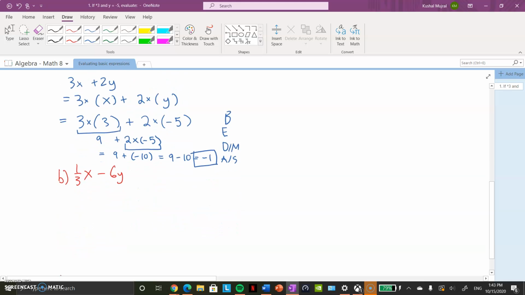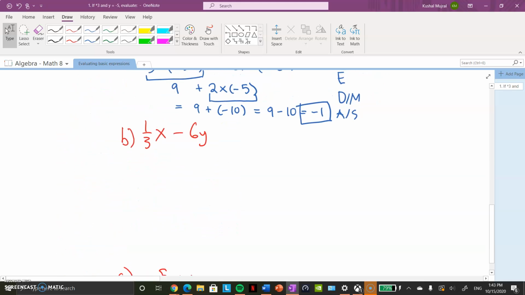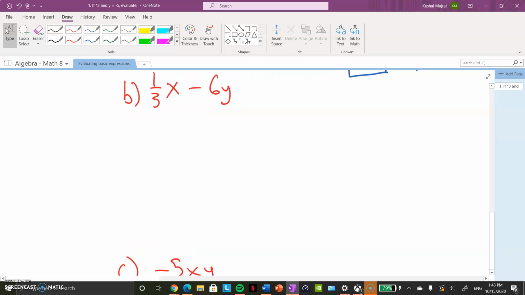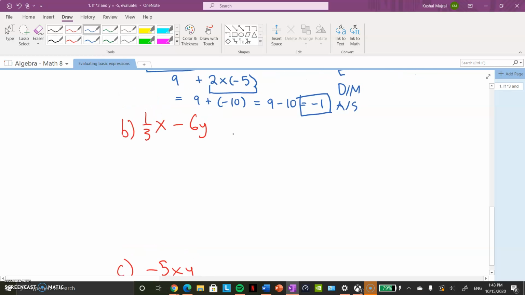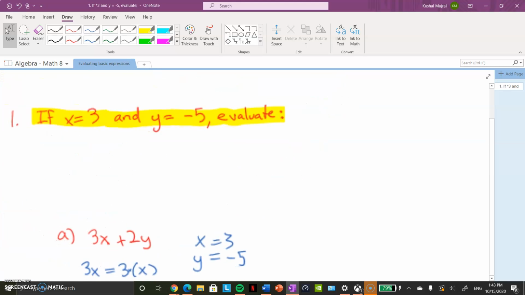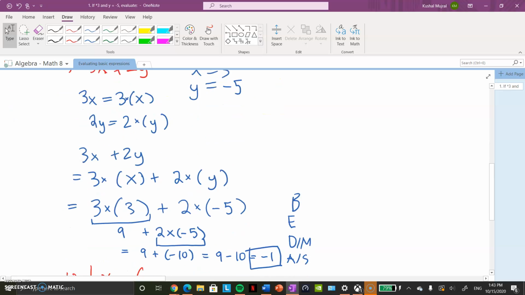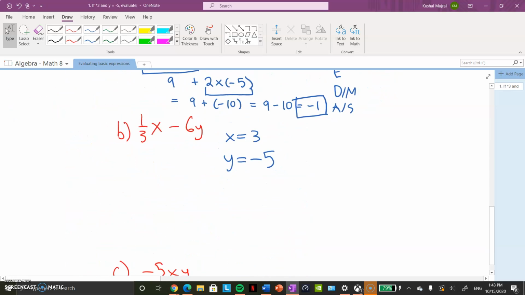Okay. Let's take a look at b over here. 1 over 3x plus 3y, and we know that x equals 3 and y equals negative 5, right? Because that's what the question told us over here. If x equals 3 and y equals negative 5, then you evaluate this question. Okay, so x equals 3, y equals negative 5. So this is the same as 1 over 3 multiplied by x minus 6 multiplied by y.